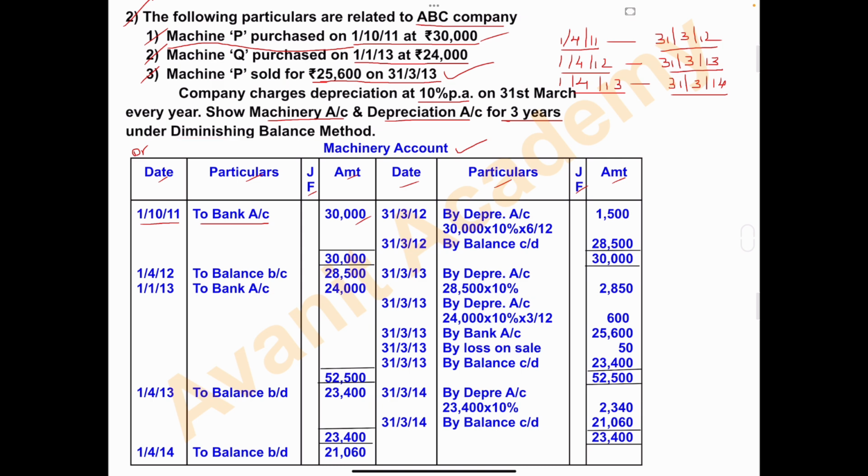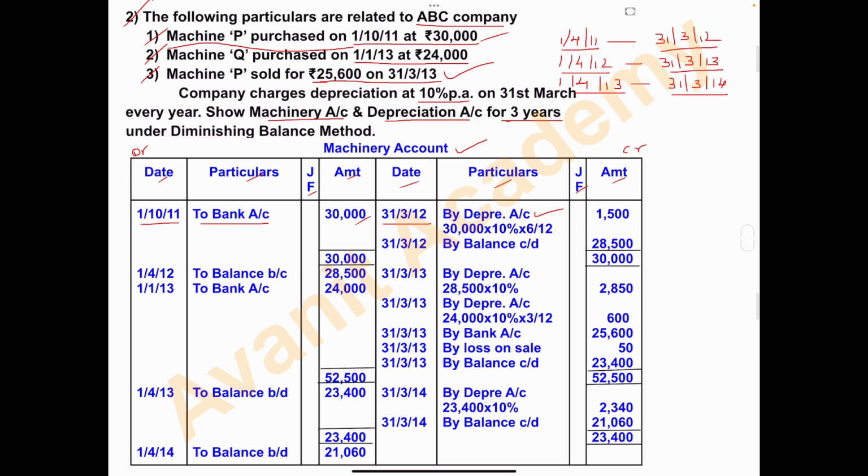Next, what we have to do? We have to calculate depreciation on this machinery P. So on 31st March 2012, we have to calculate depreciation on machinery P. Credit side, right? Date 31st March 2012. At the end we have to calculate depreciation. 31st March 2012, particulars column, by depreciation account.